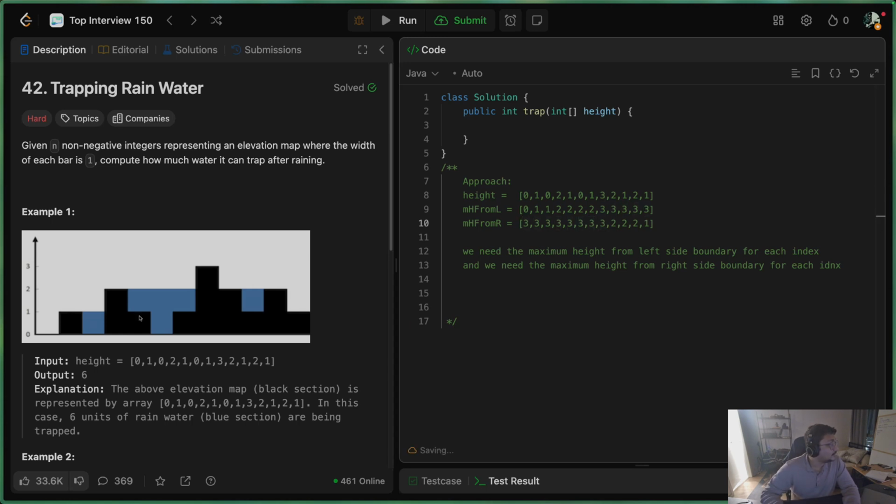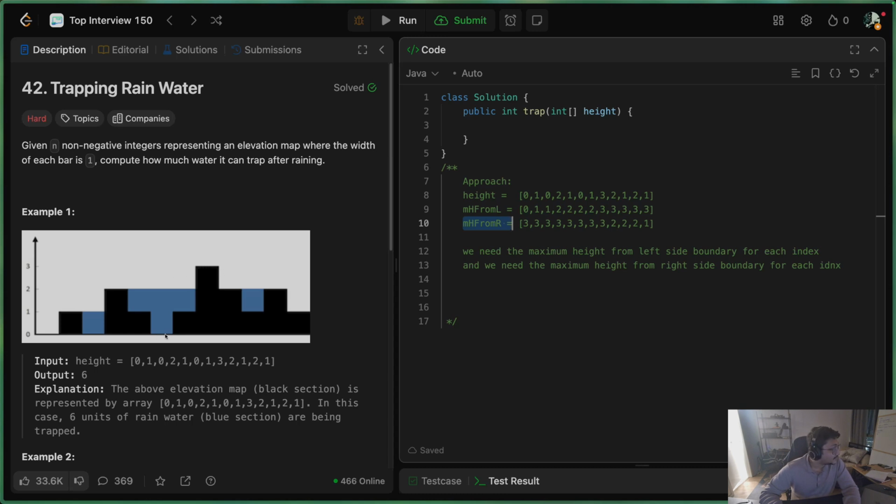Now once we know for every given elevation or height what is the maximum value of height on the vertical from the left hand side and the right hand side, we can subtract the value of the current elevation from the minimum of whatever height we get from the left or the right. Let's say, for example, in this case, we have the max height from right as 3 and the max height from left as 2.